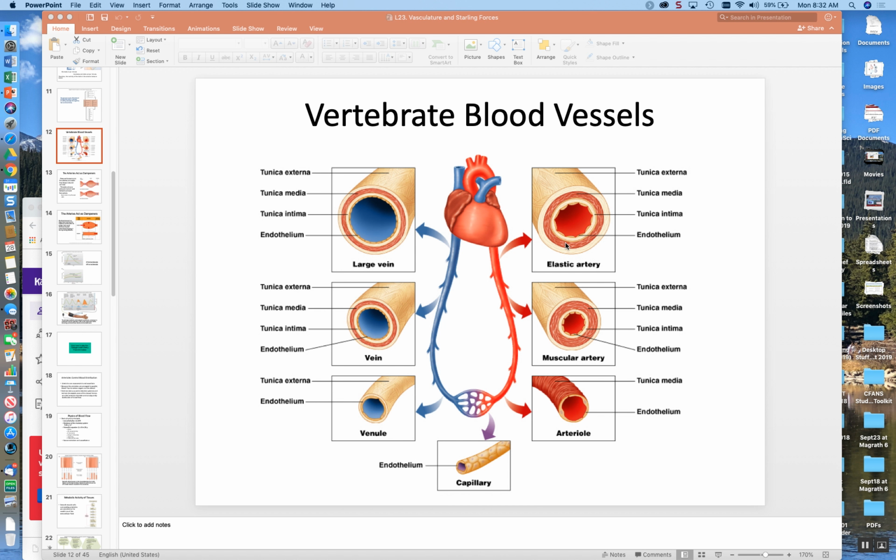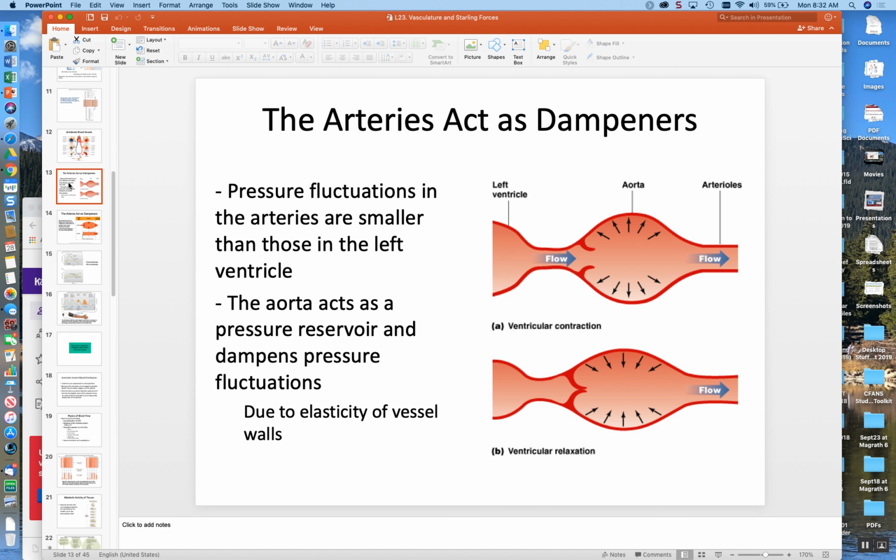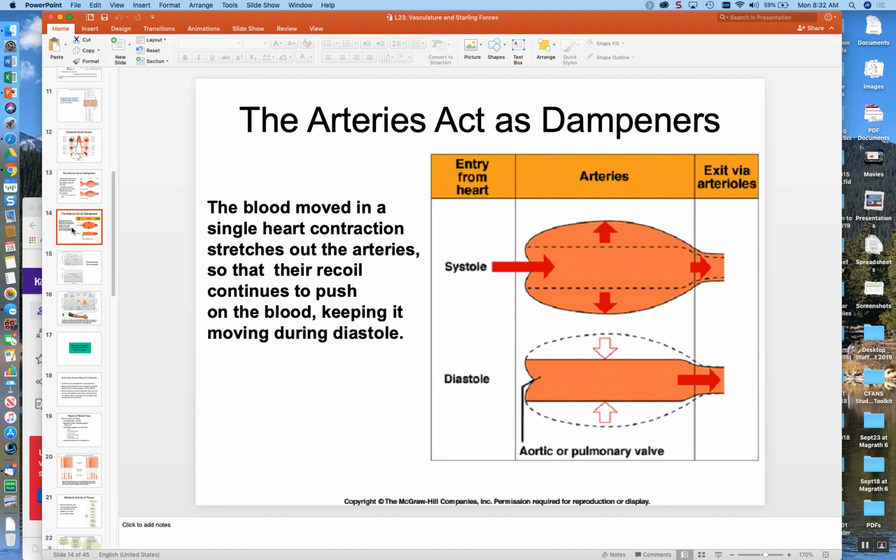Again, arteries are very elastic. Like a balloon, if you force blood into it, it's going to stretch, and then there's going to be a recoil effect. As we talked about before, the arteries act as dampeners. Because of that elastic recoil, it dampens the fluctuations, those oscillations. And again, it's important because it keeps the blood moving even when the heart is in diastole.